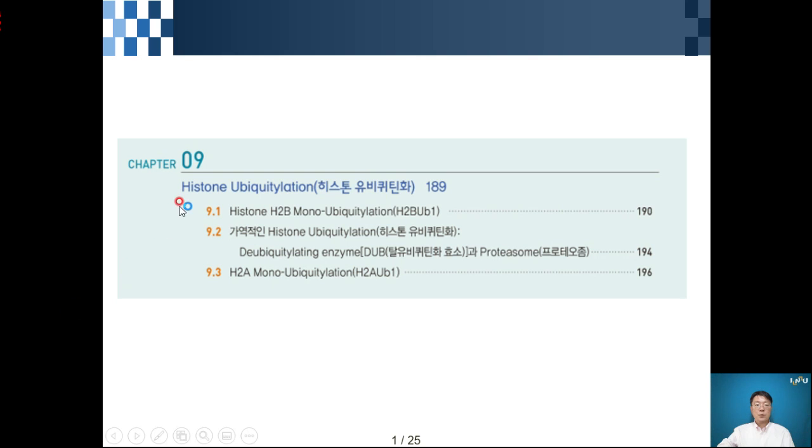So today we learned chapter 9. The chapter 9 title was histone ubiquitylation. First of all, we learned histone H2B monoubiquitylation. Secondly, we learned reversible histone ubiquitylation, especially focused on DUBs and the proteasome. Finally, we learned H2A monoubiquitination.